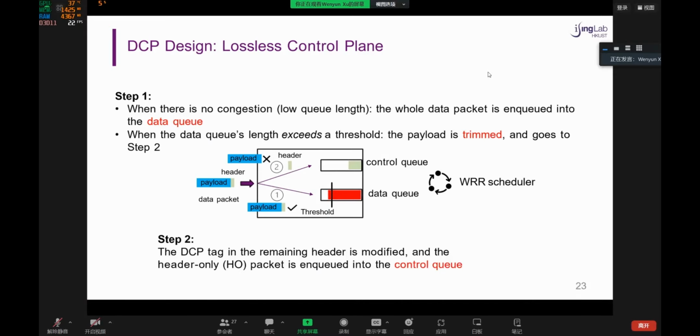In step 2, the switch modifies the DCP tag in the remaining header and enqueues the header only, or HO for short, packet into another queue, also called the control queue. To ensure lossless CP transfer, the switch uses a weighted round robin, or WRR for short, scheduler to prioritize the control queue. By configuring the WRR weight properly, DCP can guarantee that the control queue remains lossless.